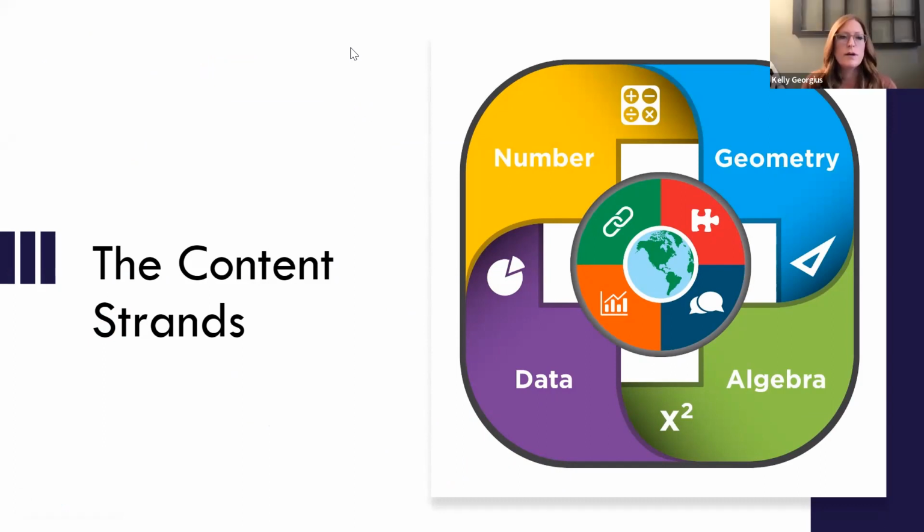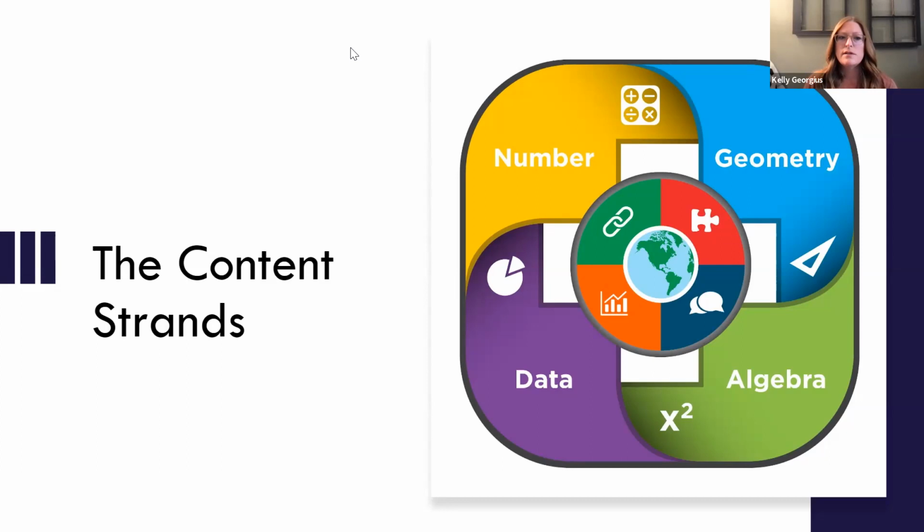All right. So we still have 4 content strands. This is the what that is being taught. Number is the ideas around number sense. This is where operations are, looking at relationships between numbers and between operations. So looking at that relationship between addition and subtraction, or multiplication and division. This would also be where fractions lie.